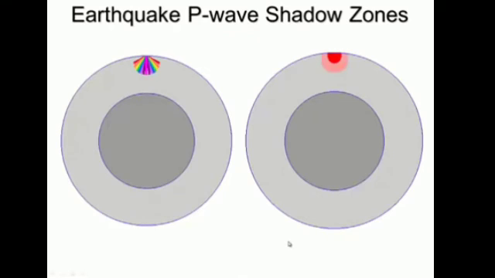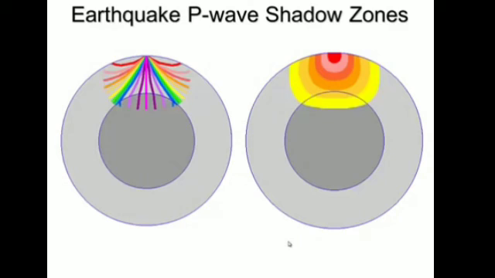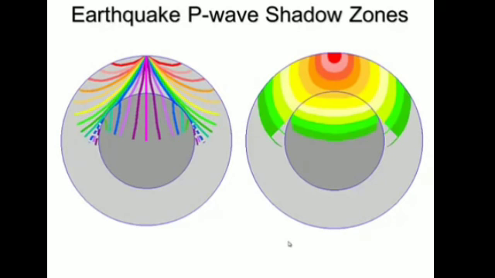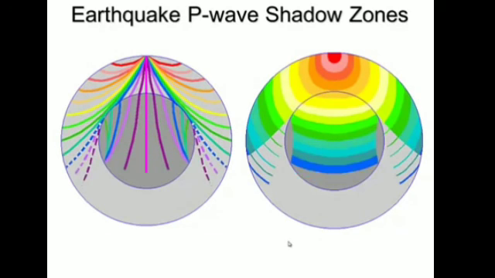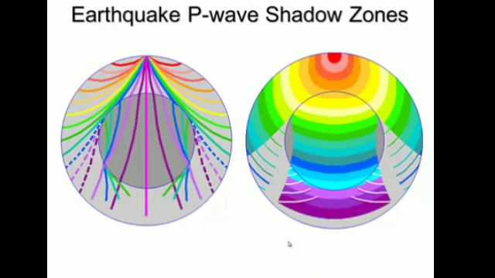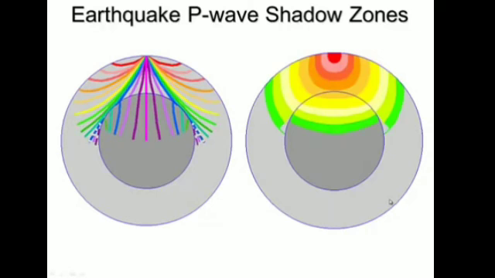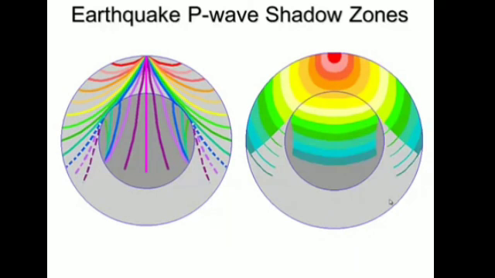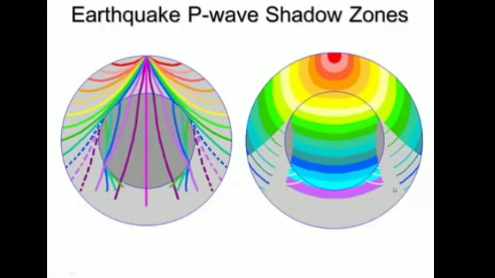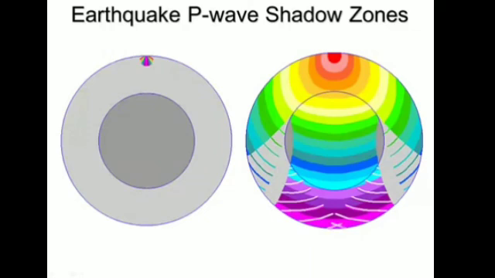So if we take a look here, we can see P waves and S waves, and notice we're going to get this cone-shaped shadow zone where no waves are hitting at all. It's right here and over here. So the shadow zones are here and here. We'll do one more animation.